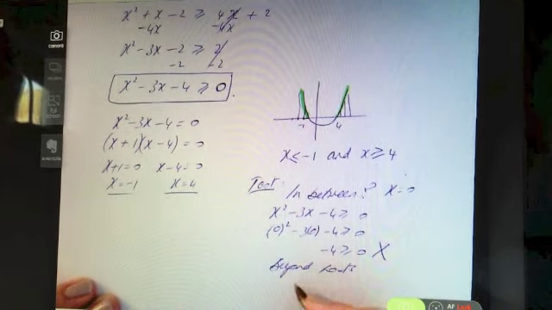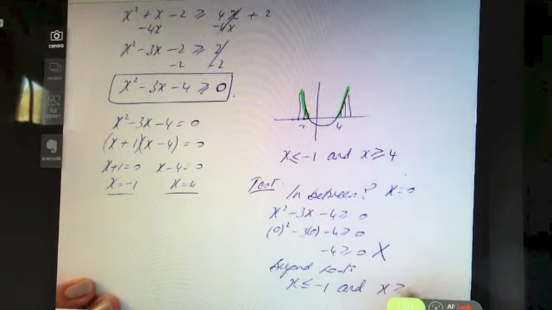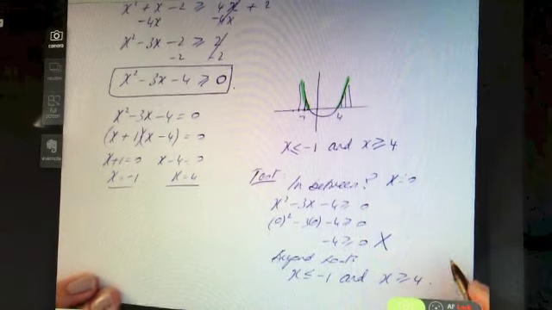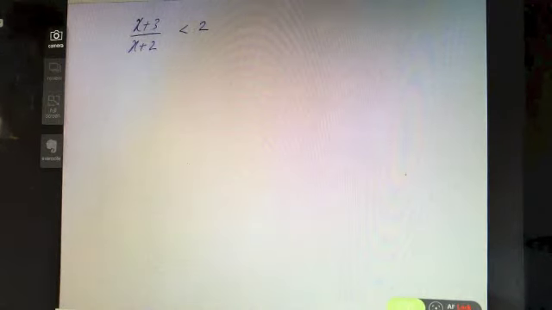Okay, and you must write down what that is. Then, of course, x is less than or equal to minus 1 or greater than or equal to 4. Okay, so try this rational inequality. Pause the video and see how you get on with this.